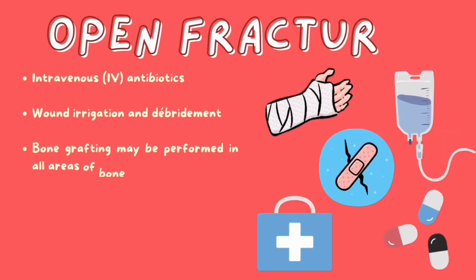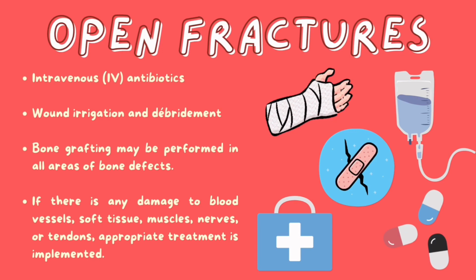Open fractures. In an open fracture, the objectives of management are to prevent infection of the wound, soft tissue, and bone. IV antibiotics are administered immediately upon the patient's arrival in the hospital, along with tetanus toxoid if needed. Wound irrigation and debridement are initiated in the operating room as soon as possible. The wound is cultured, and bone grafting may be performed in all areas of bone defects.